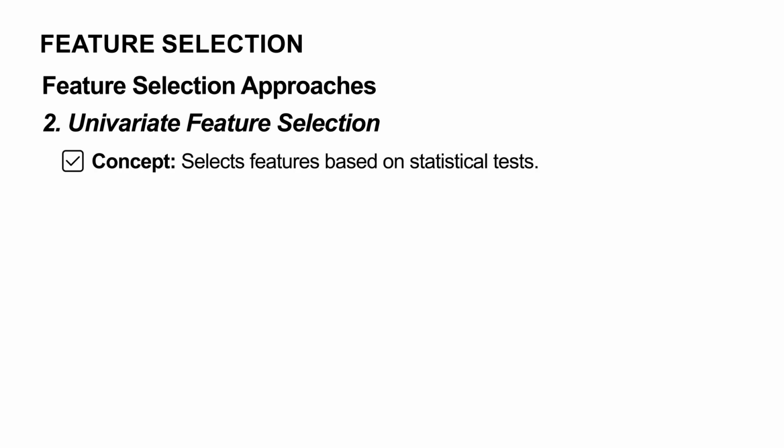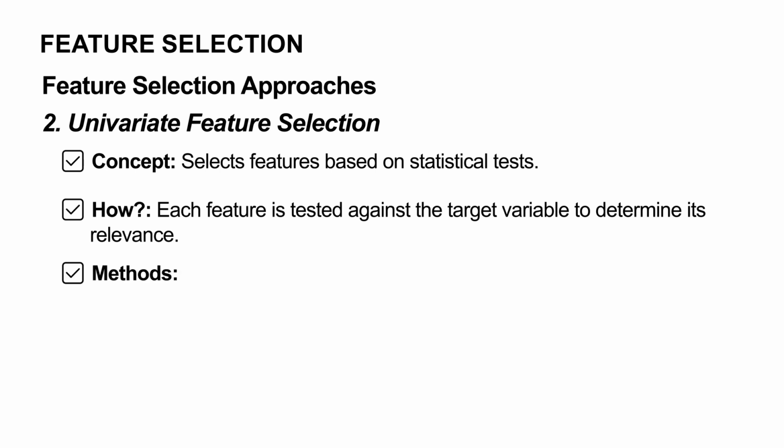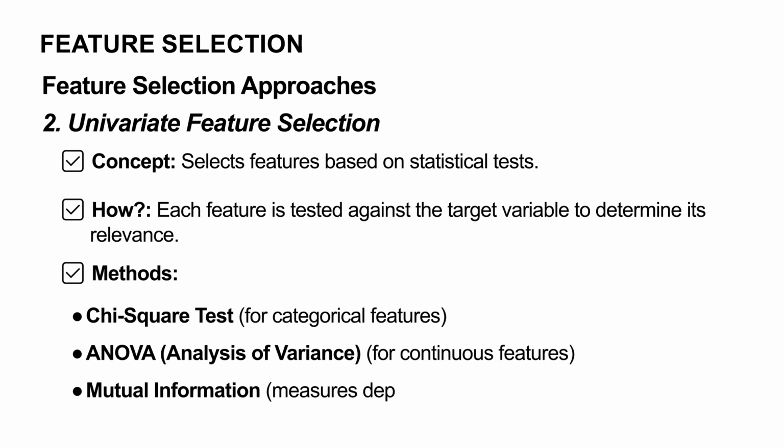2. Univariate feature selection. Concept. Selects features based on statistical tests. How? Each feature is tested against the target variable to determine its relevance. Methods. Chi-square test for categorical features. ANOVA, analysis of variance, for continuous features. Mutual information, measures dependency between variables.